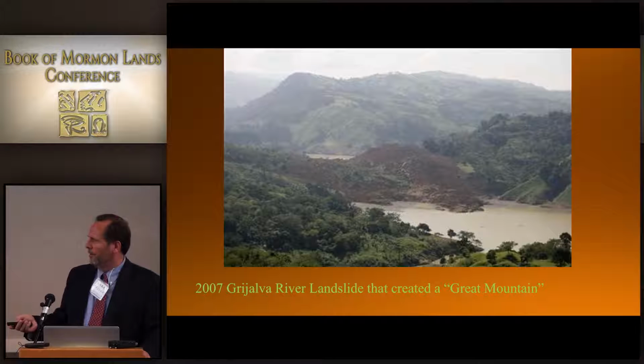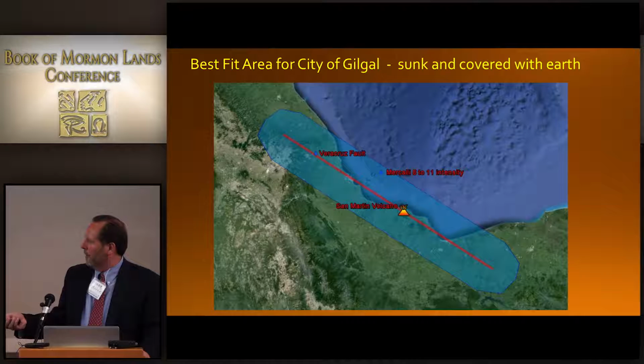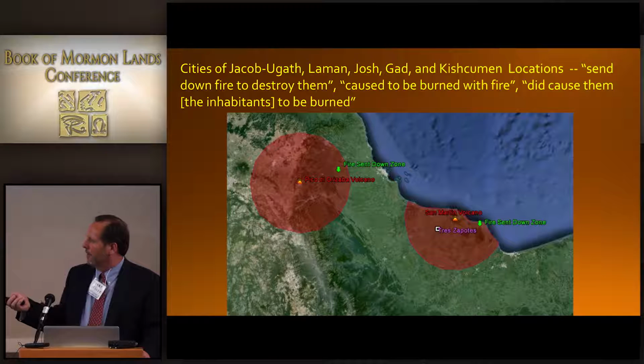And you could. The other thing is, City of Gilgal, some of these I can just say, okay, it's somewhere within the zone. That's all we can really say. So the best for City of Gilgal was going to be within the earthquake zone. The City of Jacob, Ugath, Laman, Josh, Gad, and Kishkumen locations, it says send down fire to destroy them, cause them to be burned with fire, did cause them to be burned.